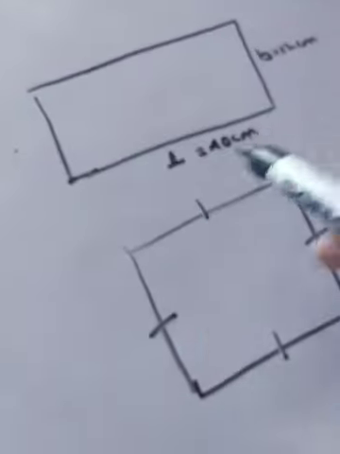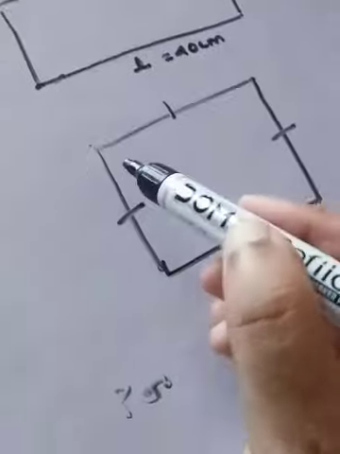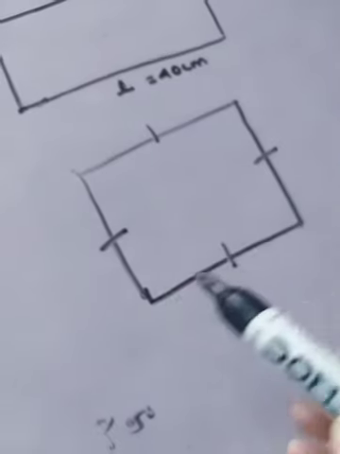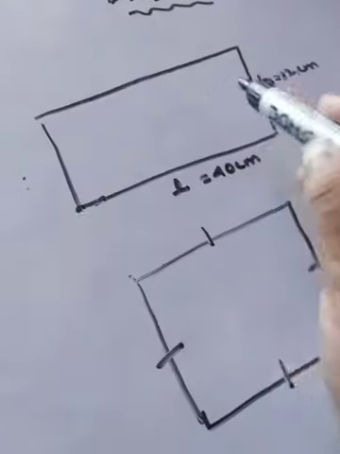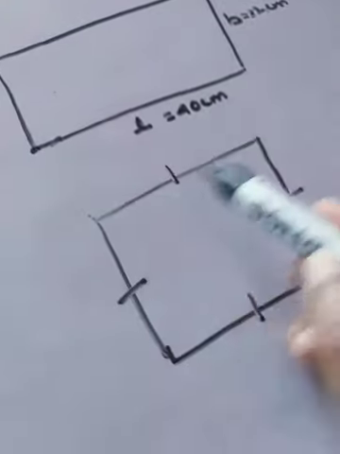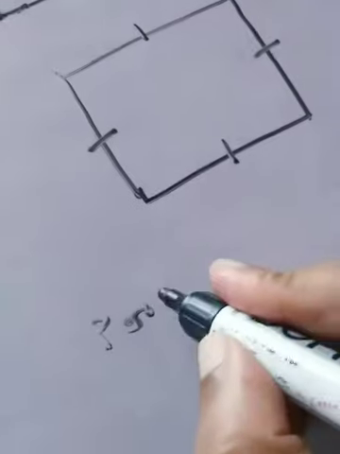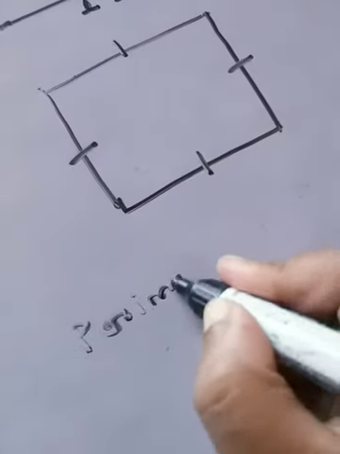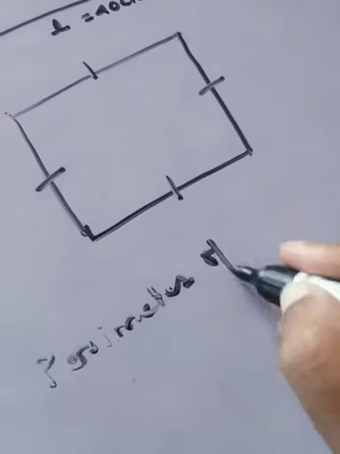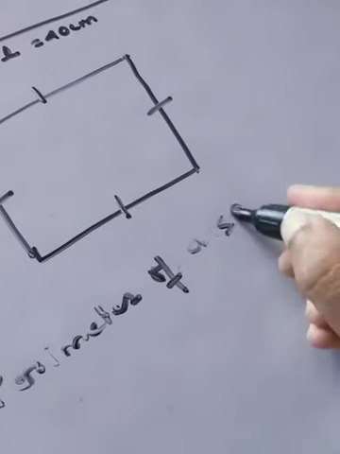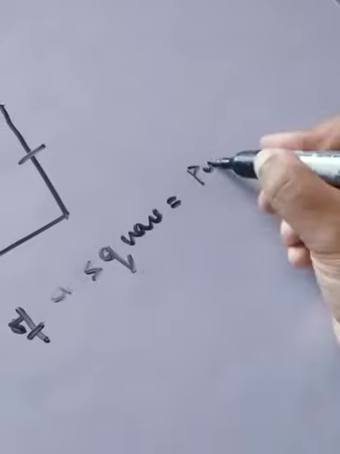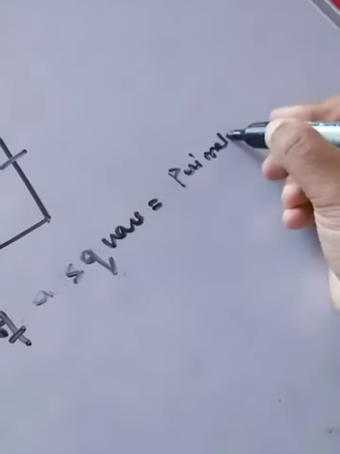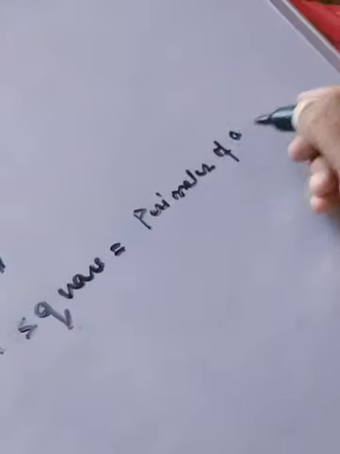So the perimeter of a rectangle would be equal to the perimeter of a square, because the perimeter is what? The total length. In this case also the perimeter means total length. So the perimeter of a rectangle would be equal to the perimeter of a square. So we'll write it down. Perimeter of a square is equal to perimeter of a rectangle.